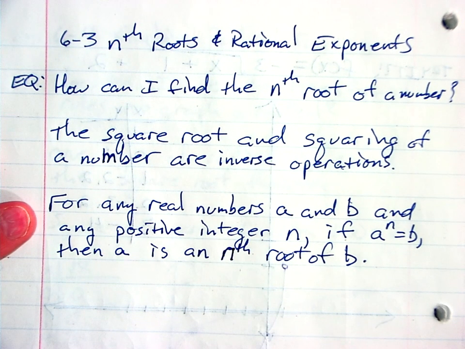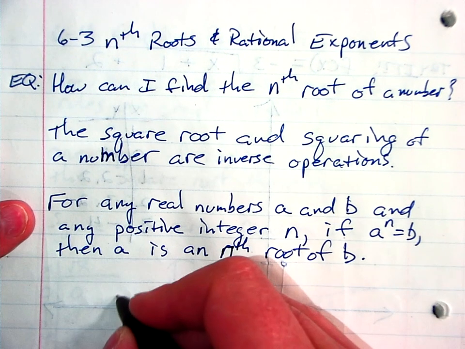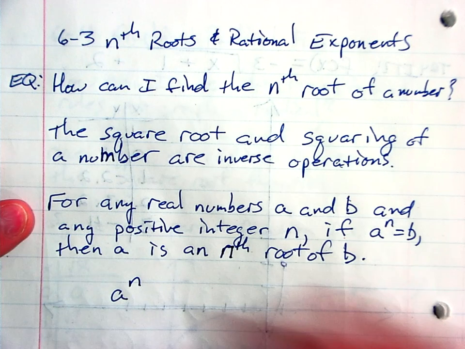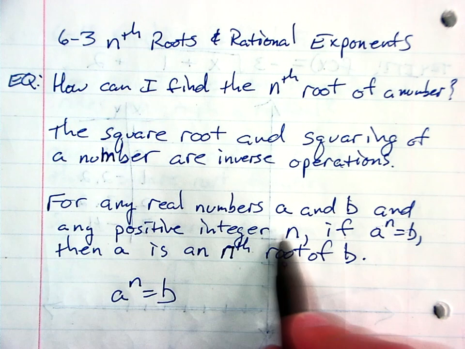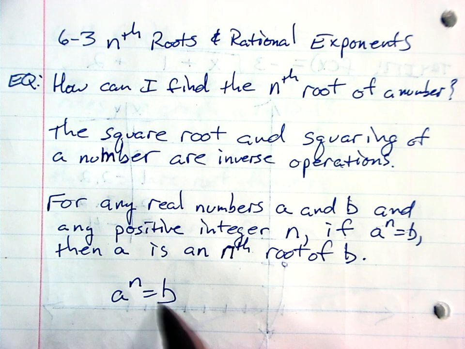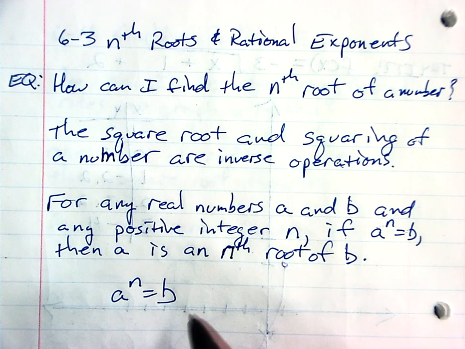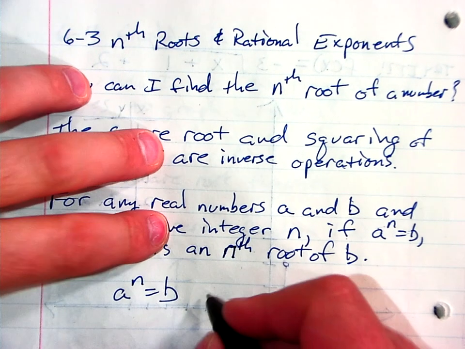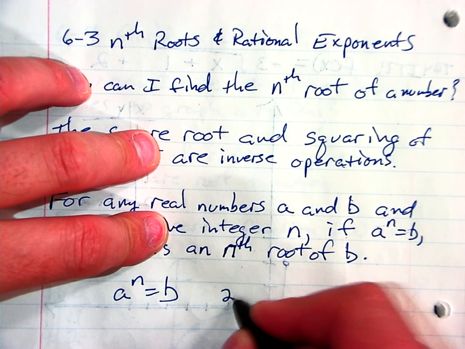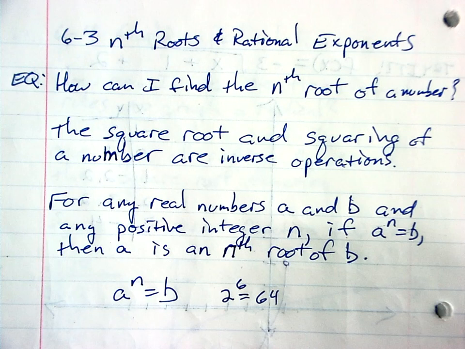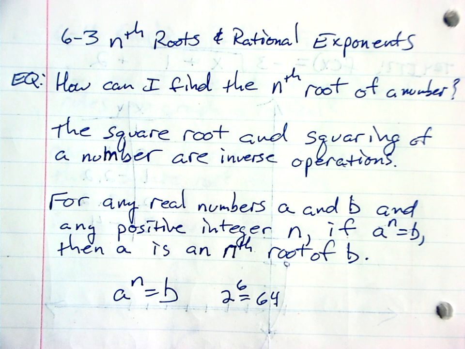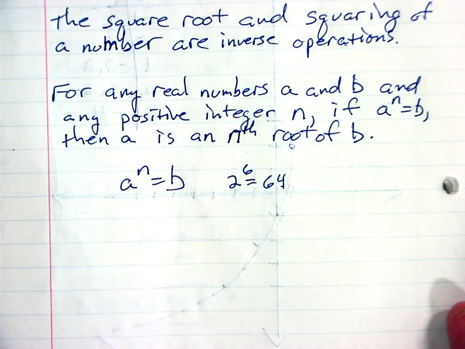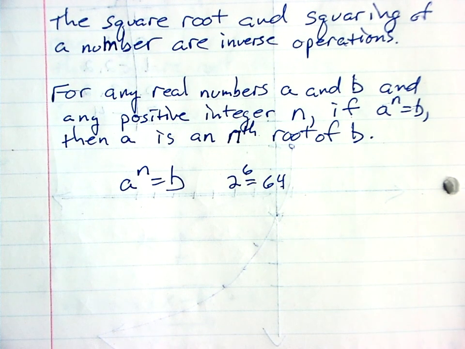For any real numbers A and B, so if we have A raised to the n equals B, that's what it's saying. So if any real number is A raised to the n equals B, A is an nth root of B, that's all it's saying. So for example, let's say we had 2 raised to the 6th power equals 64. The 6th root of 64 would be 2. That's all it's saying. It's a really complicated way of writing not a lot.